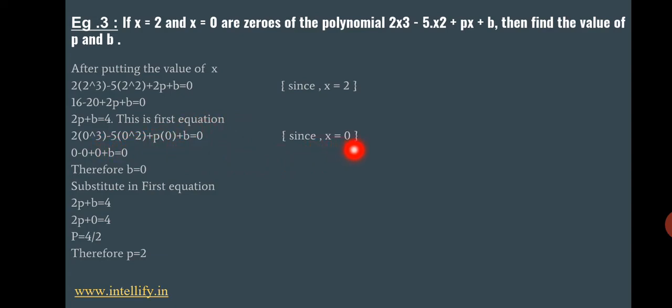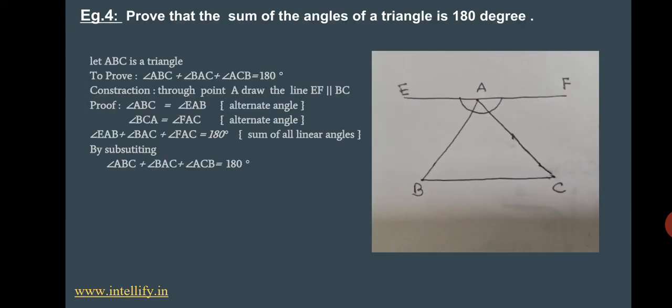Since x = 0, after putting x = 0, we get b = 0. Then after substituting b = 0 in the first equation, we get p = 4/2. It means p = 2. So b = 0 and p = 2. Let us move toward the fourth question.